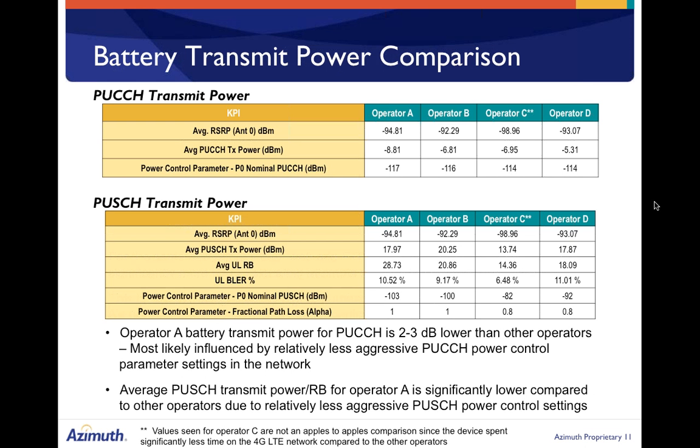PUSCH is the channel that typically carries the data packets for the UE. It can carry some control signaling as well, but the majority of the power that's being used on PUSCH is typically driven by the data packets that are being sent by the UE to the network.